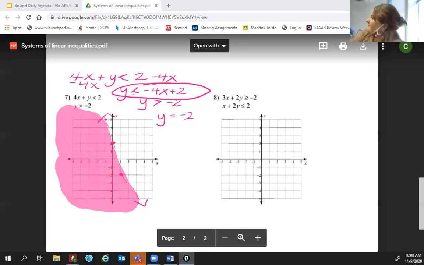Next, I'm going to graph the other one in blue. Okay, so I'm going to graph this one. And where does this say start? -2 on the x or y? Y, so -2 right here.